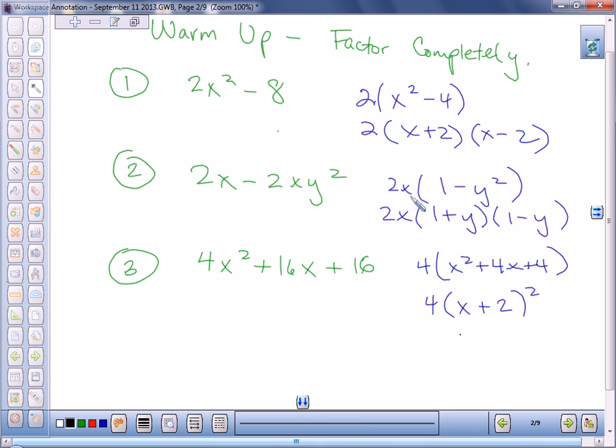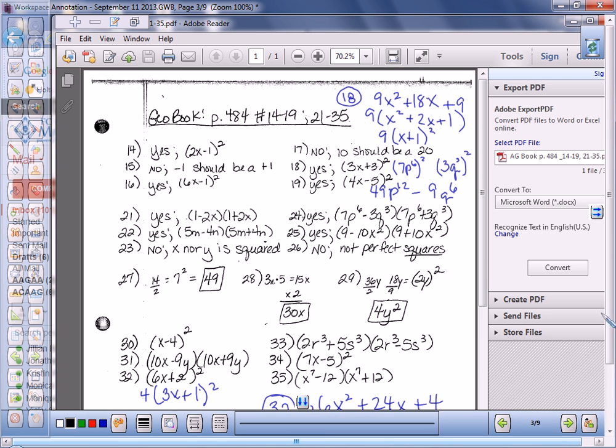Okay, so then we wrote it as the factors of 2x times 1 minus y squared, but 1 minus y squared continues to factor. Okay, homework.